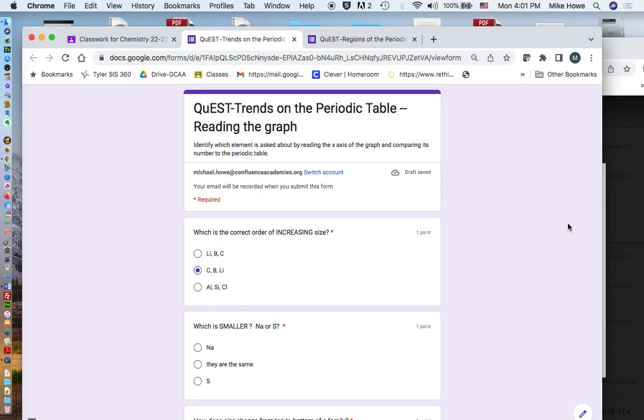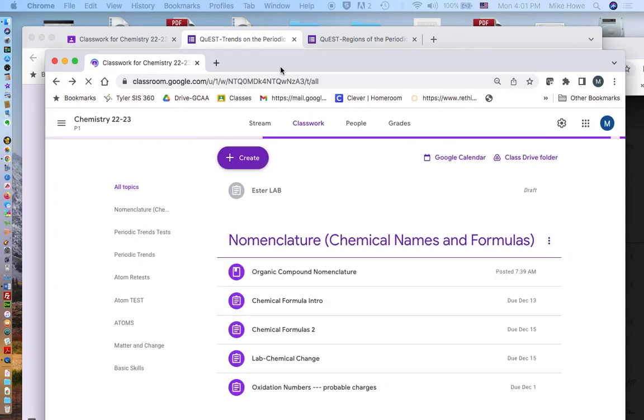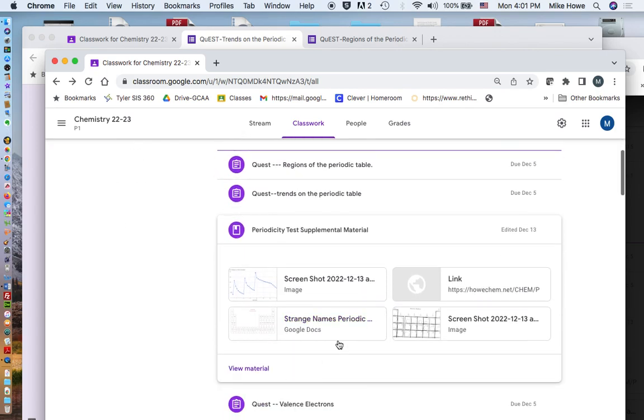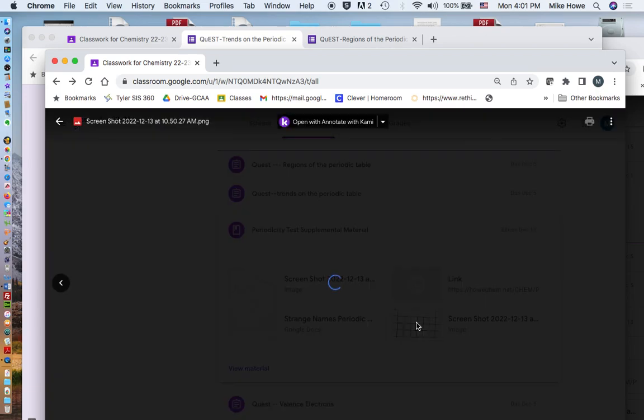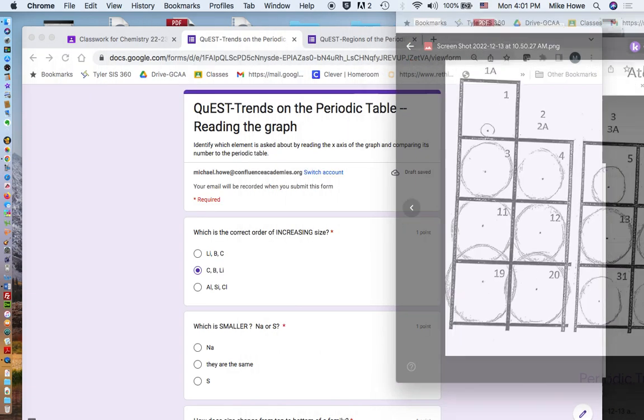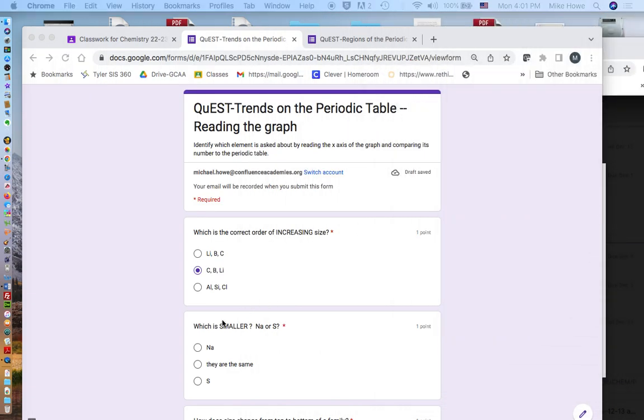Or you could use the picture graph, which looks like this, I hope. Nope, let's go back. So go to the supplemental material, and go to this picture. So sodium is number 11, sulfur is number 16. So you can see that sodium is definitely larger. Okay, so which is smaller, sodium or sulfur? Would be sulfur.